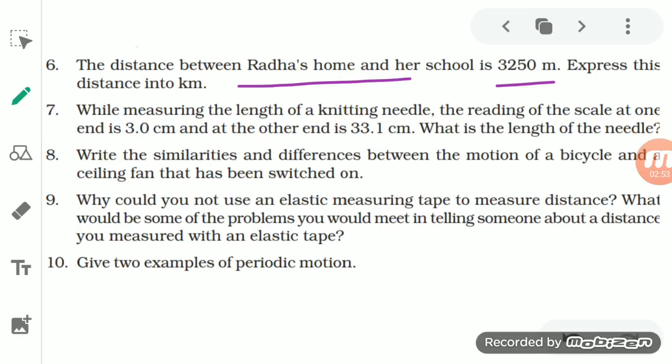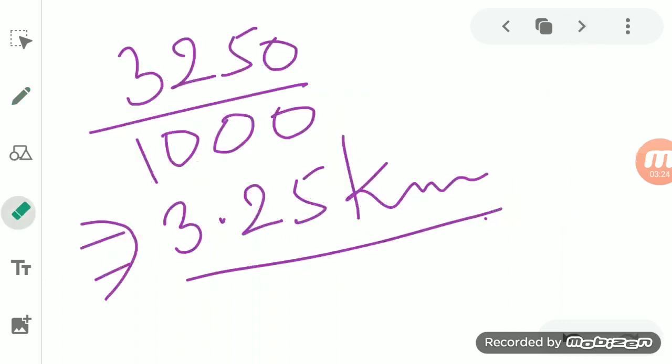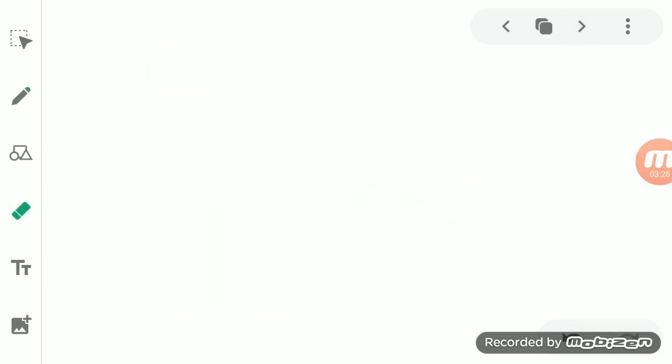Now we will see the next question. While measuring the length of a knitting needle, the reading of the scale at one end is 3 centimeter, and at the other end it is 33.1 centimeter. Now what is the length of the needle? So you see here, student, this is the question in which we have not considered the zero. So how will we find the difference between the two readings? We have to find the length of the knitting needle.